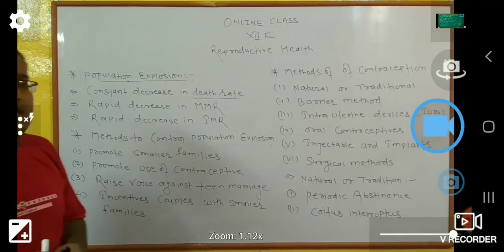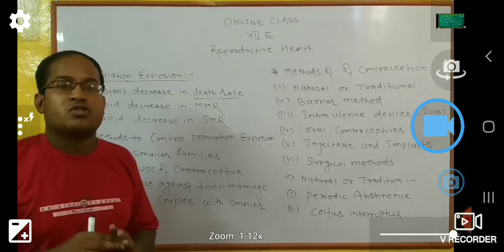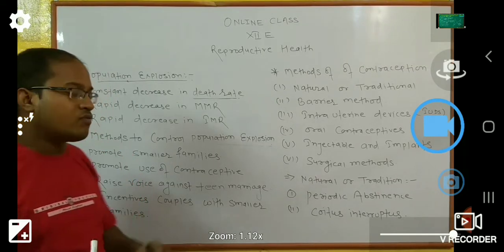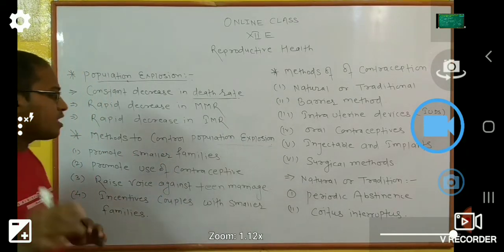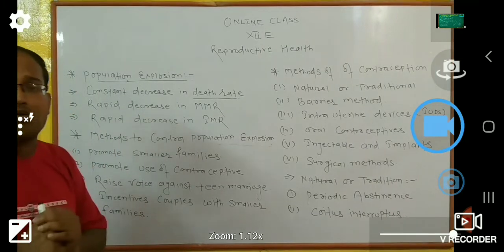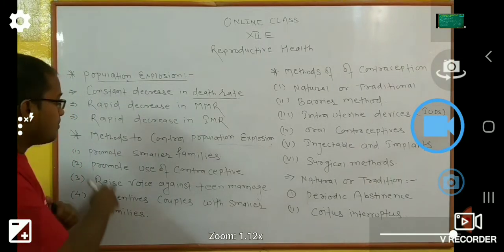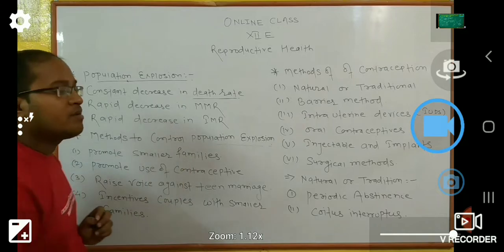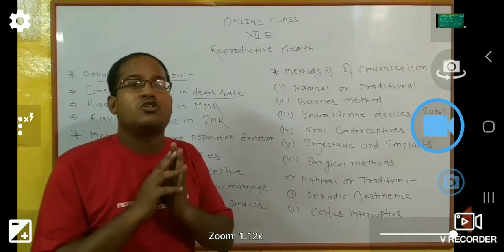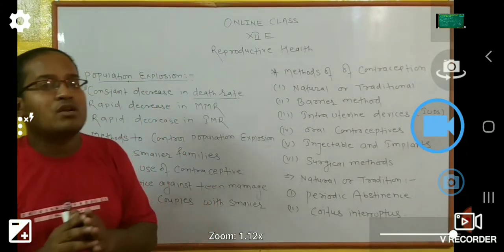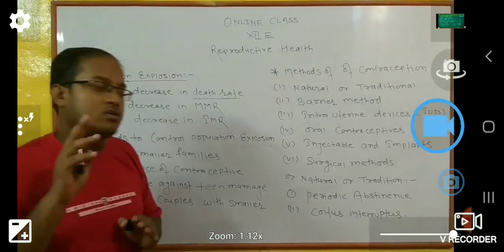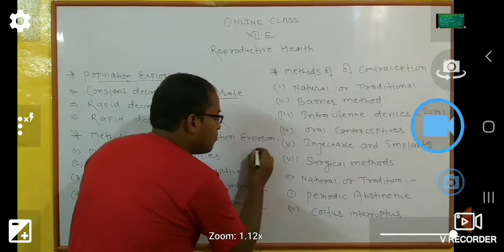Several institutions, several NGOs, and several societies have taken beneficial steps for humans. Most of the time you will hear "hum do hamare do." It means promote smaller families. The family should have only two children, whether male or female, and the mother and father themselves. It means they have only four members.